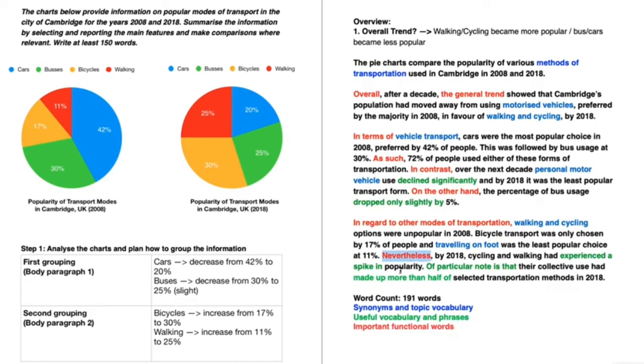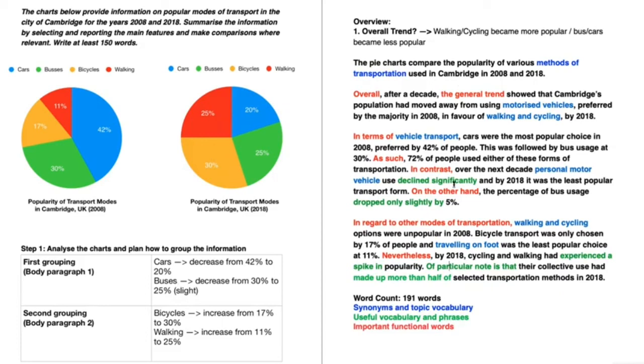So even though they were so unpopular, nevertheless, by 2018, cycling and walking had experienced a spike in popularity. A spike is a great way to say a significant increase. And then I wanted to say of particular note is that their collective use, so we're looking at red and orange, had made up more than half of selected transportation methods in 2018. And that's true because we see 25 plus 30 is 55%, so it's more than half. And there you have it.